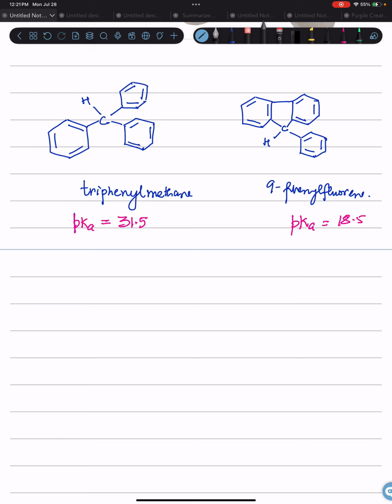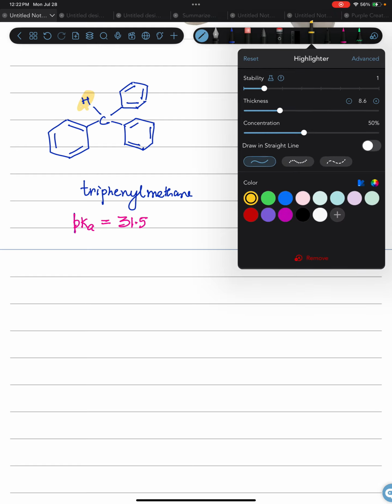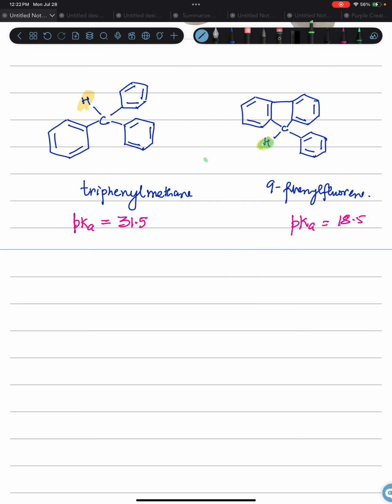We are going to find an explanation for the difference in the pKa of triphenylmethane and 9-phenylfluorene. In both of these cases, the carbon is connected to 3 phenyl rings. But there is a large difference in the acidic strength. So we are comparing this proton with this proton. If I give them different colors, the yellow proton and the green one, the green one is lost more easily as a proton as compared to the yellow one.